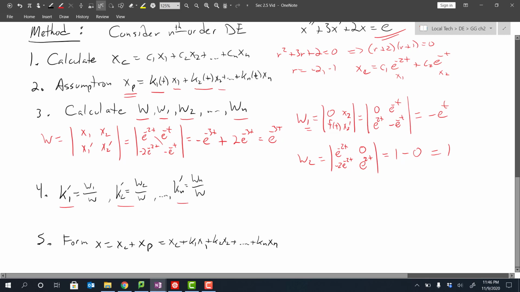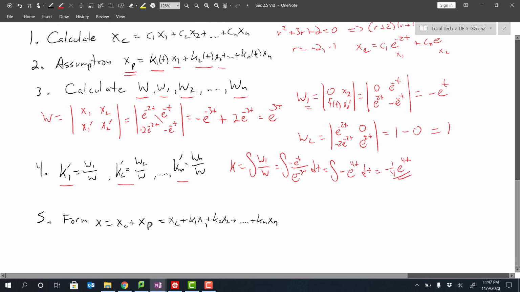Now we can form our values for K. In this case, since K1 prime is W1 over W, I know that K1 must be equal to the integral of W1 divided by W. So in this case, I'm integrating W1, negative e to the t, divided by my Wronskian value, which is e to the negative 3t. I can simplify this by saying this is negative e to the 4t dt, and I'll get a value of negative 1/4 e to the 4t. So this would be my value for K1.